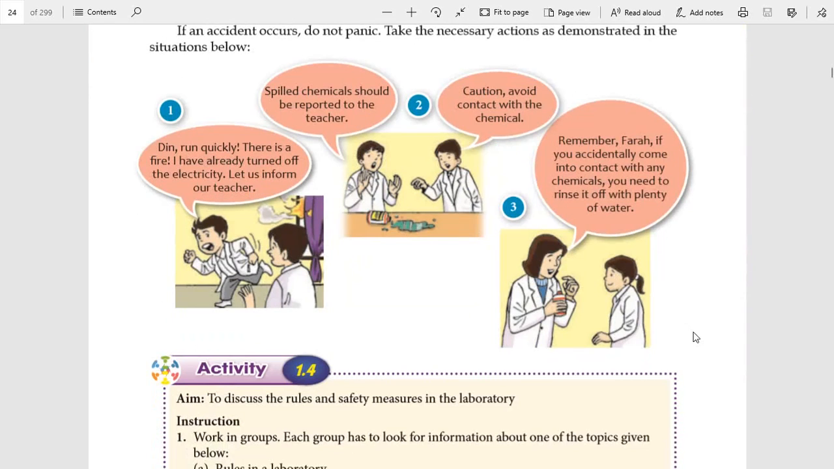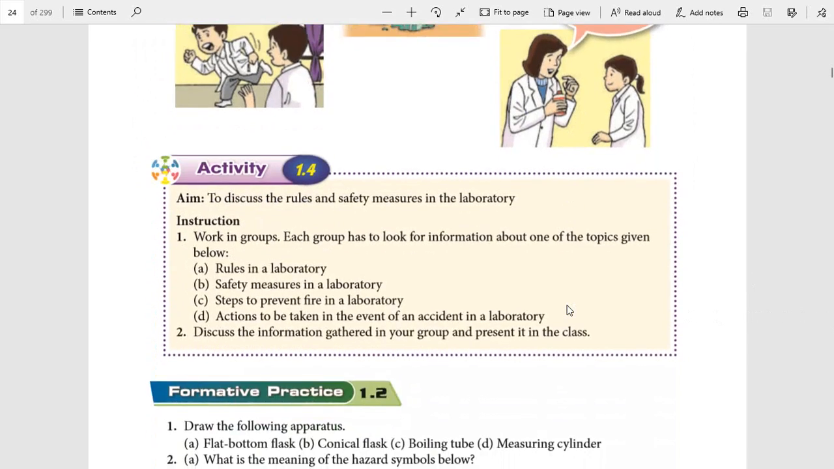quickly tell the teacher or any laboratory assistant. For example, if there is a fire or a spilled chemical, do not touch, do not taste, do not clean. The first step is you need to inform the teacher. And if you touch a chemical accidentally, wash your hand with tap water, a lot of tap water.